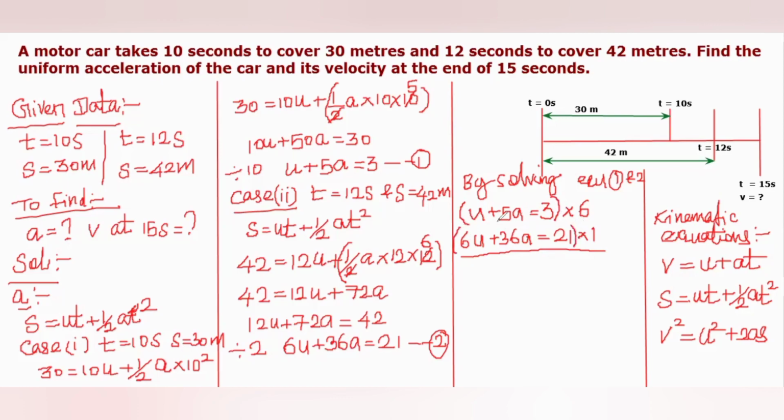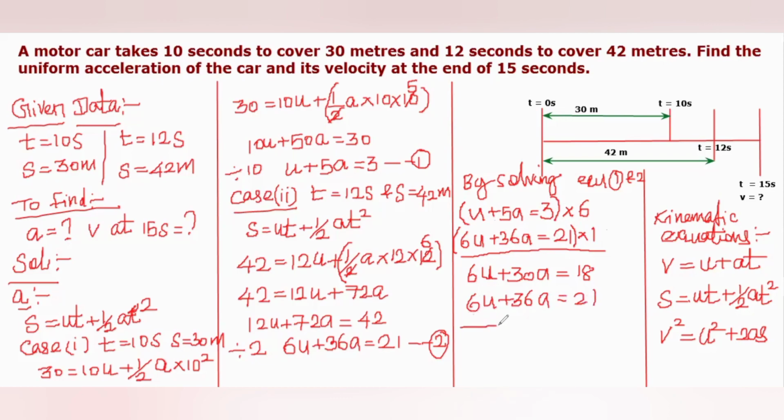So we can write this as 6u plus 30a equal to 18. In the same way, if you multiply the second equation with 1 throughout, we will get the same thing, 6u plus 36a equal to 21.